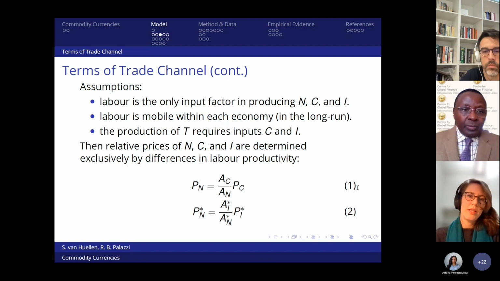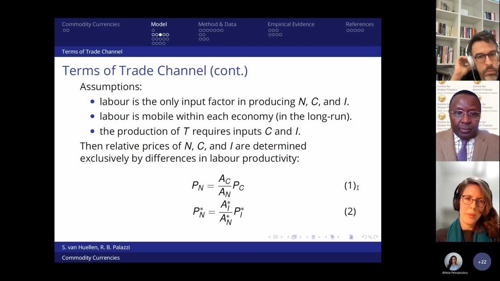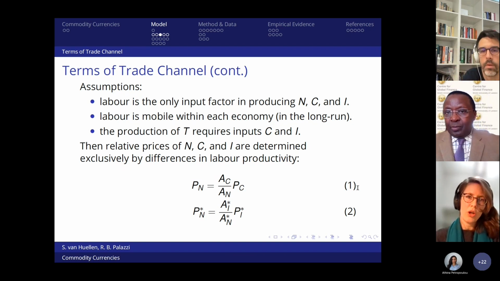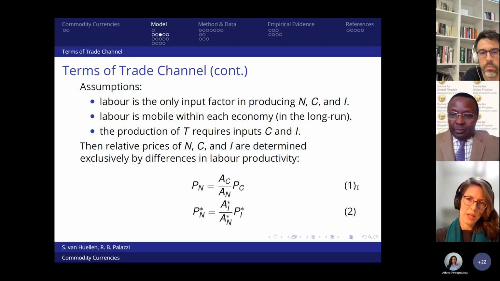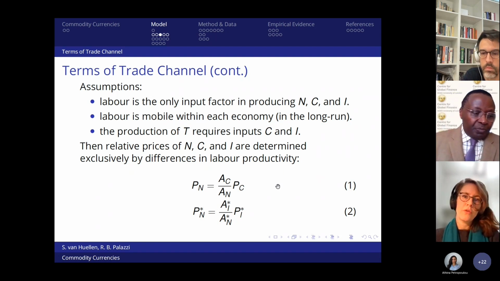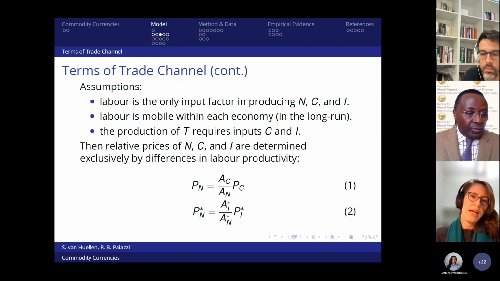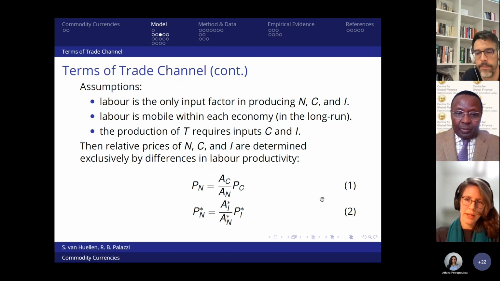Now, the simplifying assumption that is always made is that within the economy, at least in the long run, labor is mobile, so that wages equalize in the long run. It's also assumed that the traded good only requires the input of primary commodities and the intermediate good. That allows us to express the price of the non-traded good in terms of a ratio of the labor productivity and the price of the commodity good or the intermediate good here.